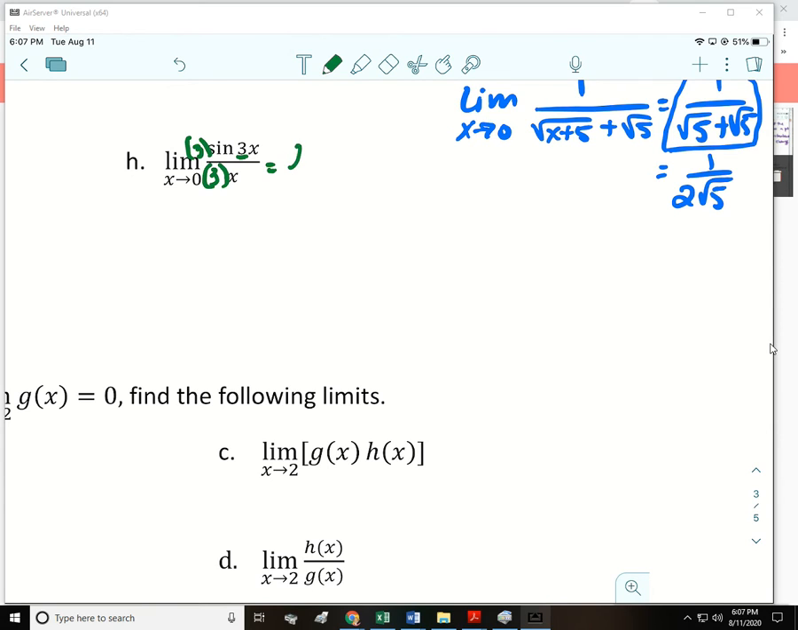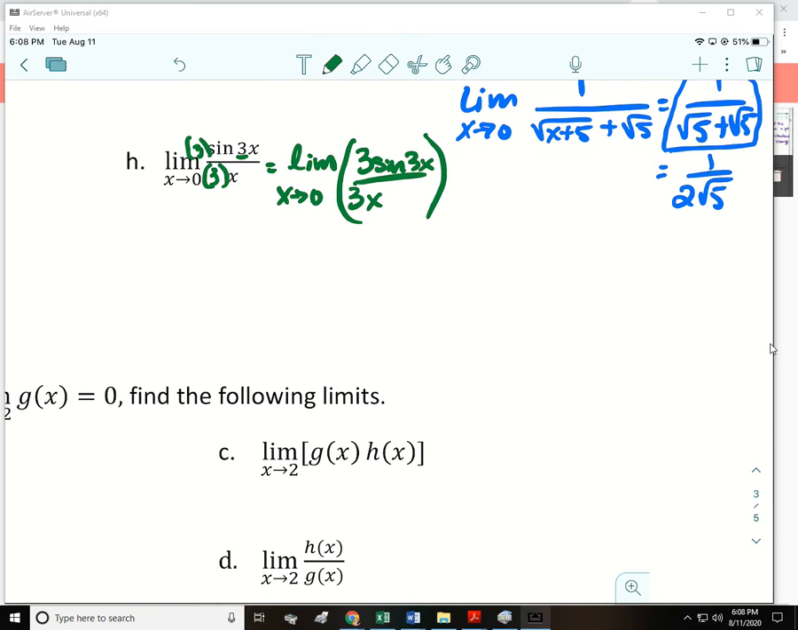So let me write down what I would get. Sorry, I drew my fraction bar a little too big. And I didn't do the x approaches 0. Okay, let's try this again. It's the limit as x approaches 0 of 3 sine of 3x over 3x.